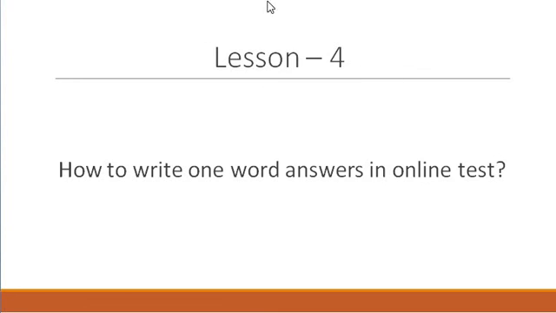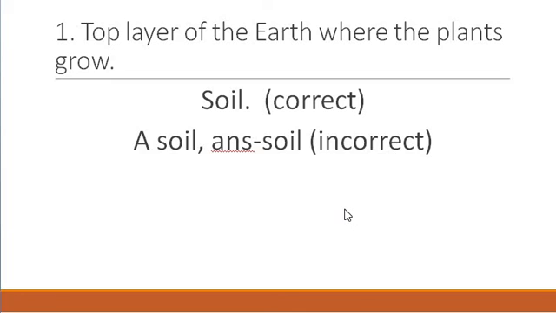I have taken the example from lesson 4 only, that's why I have written lesson 4 in the heading. But in case, my dear students, I ask you one word answers in the exam, though you write the correct answer, sometimes it is counted as incorrect, and then you doubt, sir, I have written the correct answer. Now where can you see the mistake? Let me show you where you make the mistake in the online test, not in the physical test.